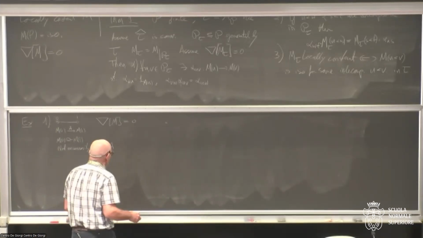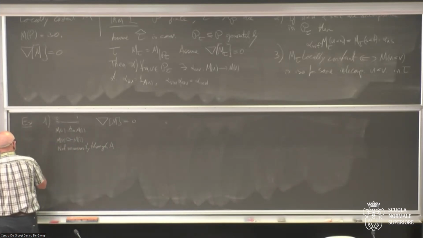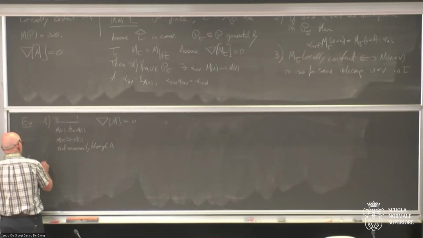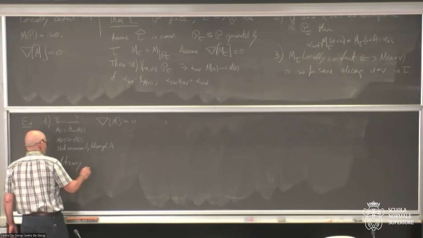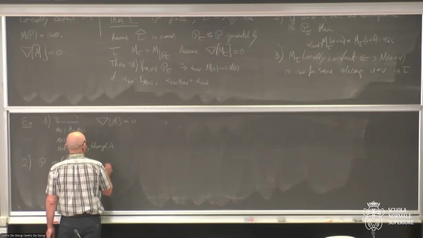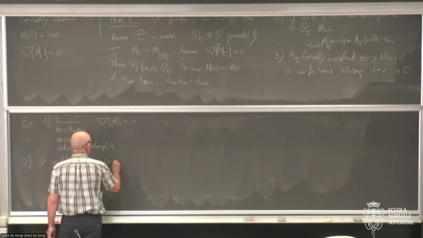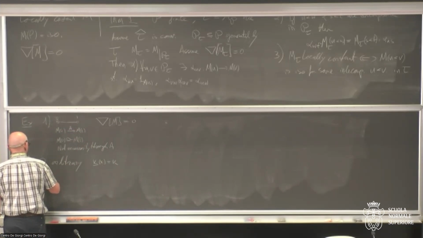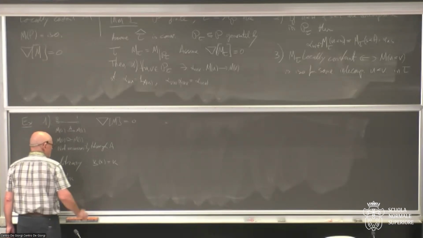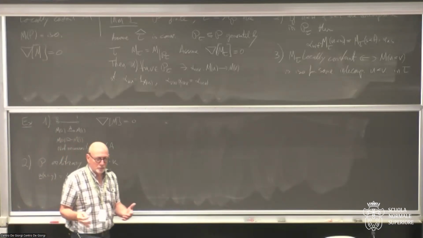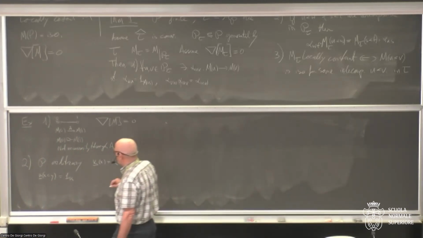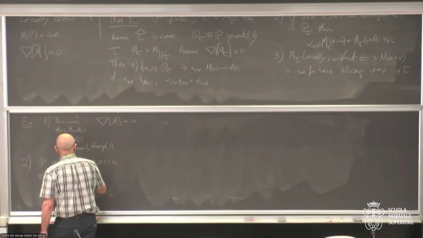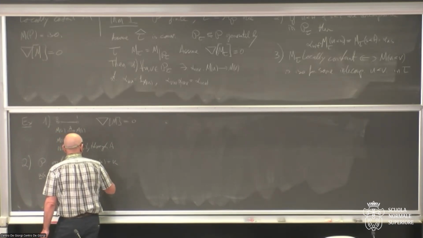Okay. Now, second example: P is arbitrary. And K bar is basically, K bar of any X is K, and K bar of any morphism, X less than Y, is identity. So that's a locally constant module. It's a very simple locally constant module. Everything is identities. Then, of course, we know already that nabla of K bar is 0.